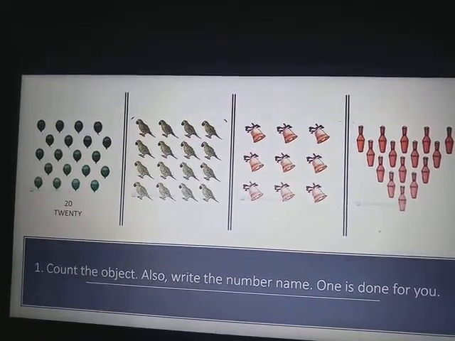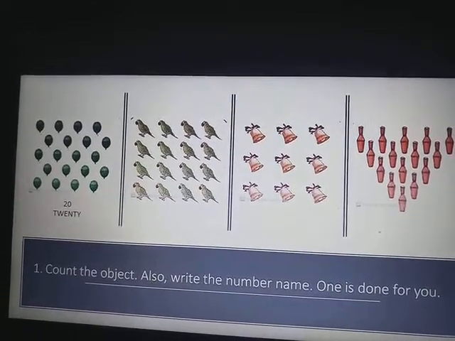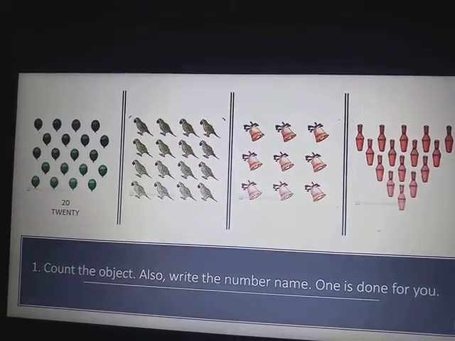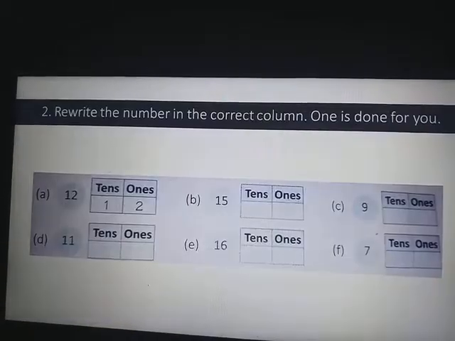Understood question number 1? Count the objects, also write the number name. One is done for you. So I think you will do this. Now it's time for question number 2.